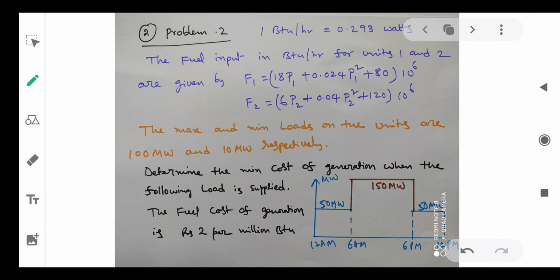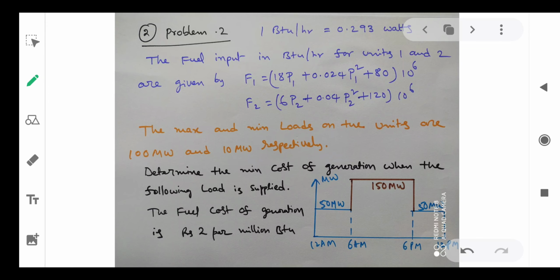This is the problem number 2. Here 1 BTU per hour is equal to 0.293 watts. So the fuel input in BTU per hour for units 1 and 2 are given as F1 and F2, specified as these expressions. The maximum and minimum loads on the units are 100 megawatts and 10 megawatts respectively.